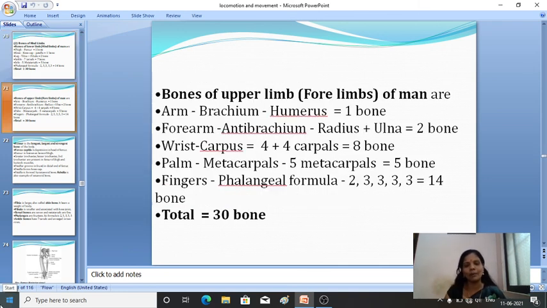Next, the bones of upper limb, that is 4 limbs for man. Arm, brachium, that is a humerus, 1. Forearm, antebrachium, radius plus ulna, 2 bones. Wrist, the carpals, 4 plus 4 carpals, that is 8 bones. And the palm, 5 metacarpals, 5 bones. Then fingers, phalangeal formula 2, 3, 3, 3, that is 14 bones. Okay.